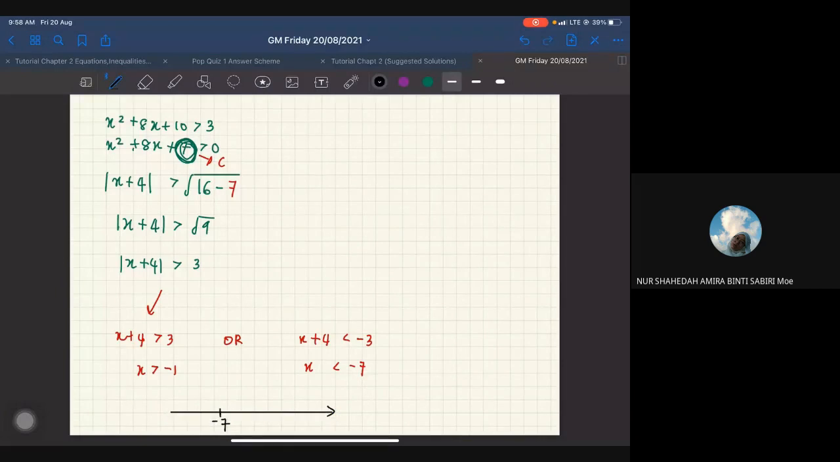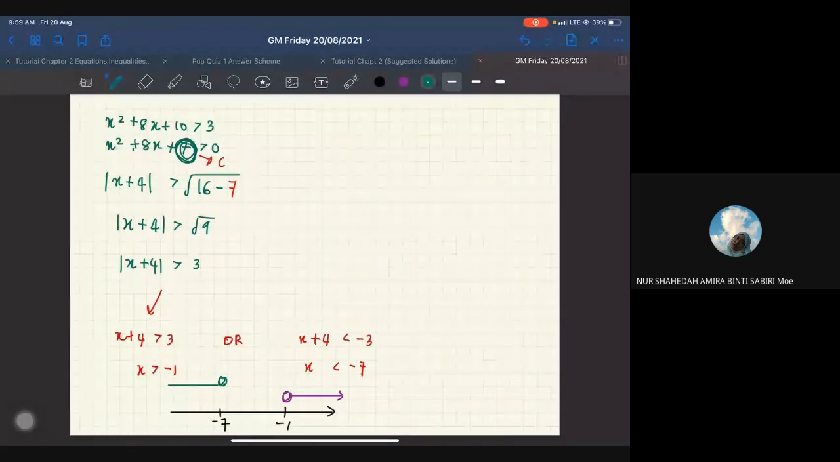Okay, so bila or kita nak kawasan yang union. Union maksudnya kita akan ambil je apa-apa yang ada. So kita gabungkan everything yang ada. So you will have this part over here, and then you will also have this part over here. Okay, so your answer will be from negative infinity to negative 7 open bracket union with negative 1 to infinity open bracket. Okay, itu sahaja untuk soalan ni.